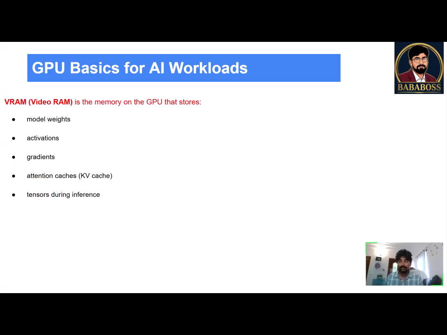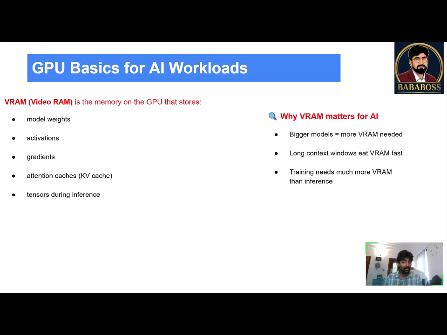Now I will talk about one by one where VRAM can be used. VRAM means video RAM, and it is used to load your model weights, your activations, gradients, and attention caches if you are training your LLM, like the KV cache. Memory is needed for the KV cache for both training and inference, especially if you use a transformer, and it will load your tensors. So that's related to VRAM.